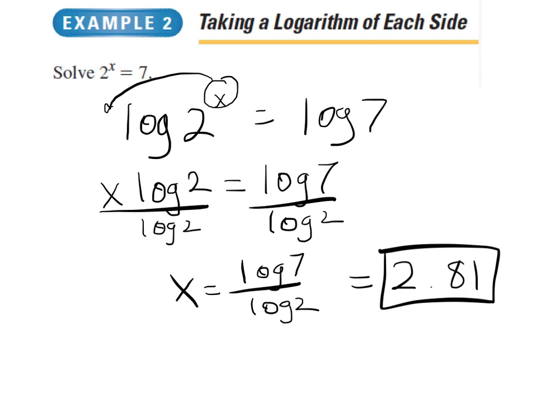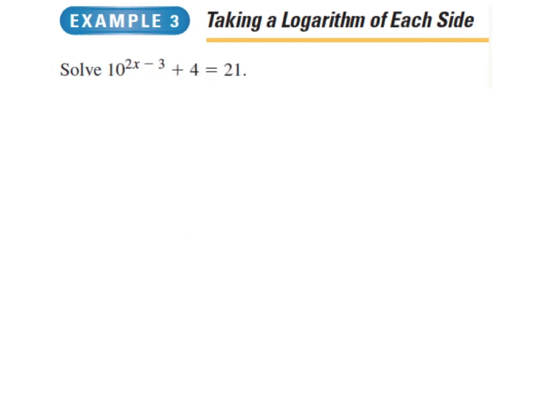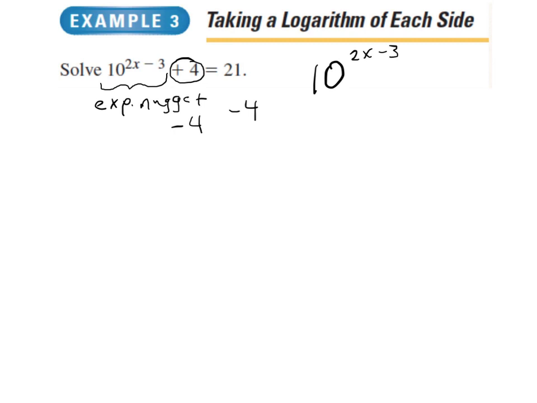is equal to x. In this case, we're going to do the exact same thing, except I need to see that this nugget right here, this is my exponential nugget, and it's what I will take the logarithm of. So I have to get rid of everything else that's not involved in my little exponential nugget. So I'm going to subtract 4 from both sides, leaving just 10 to the 2x minus 3 equal to 17.